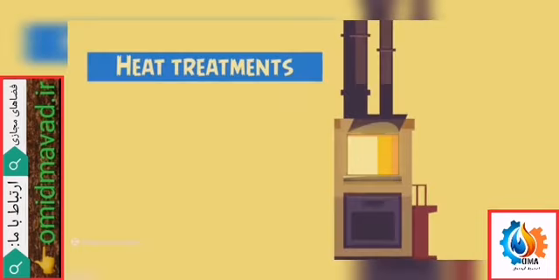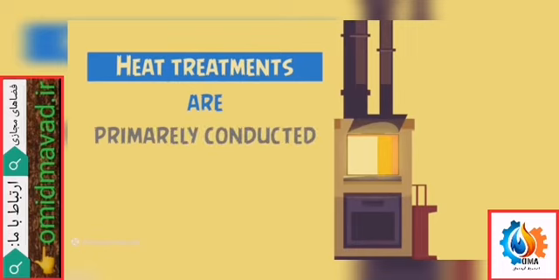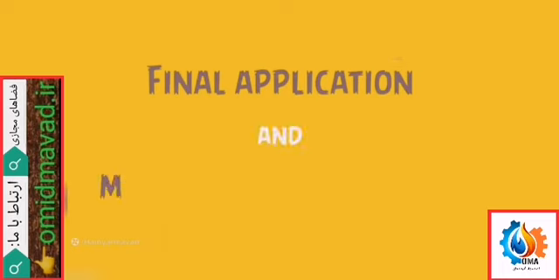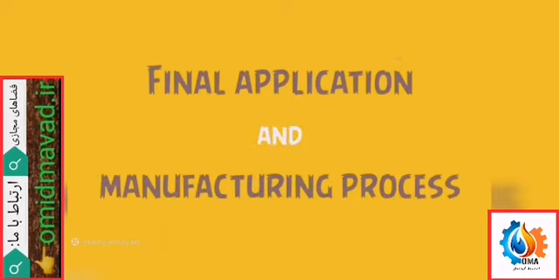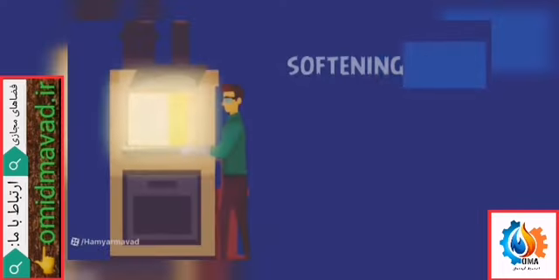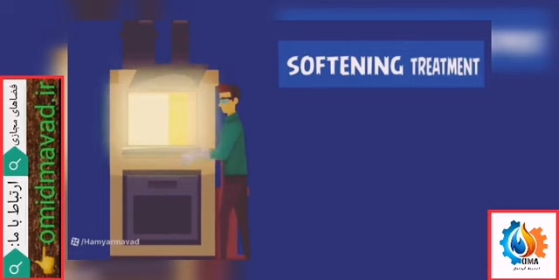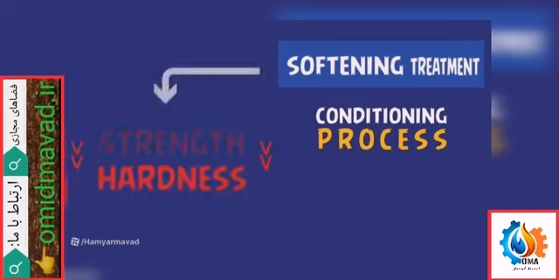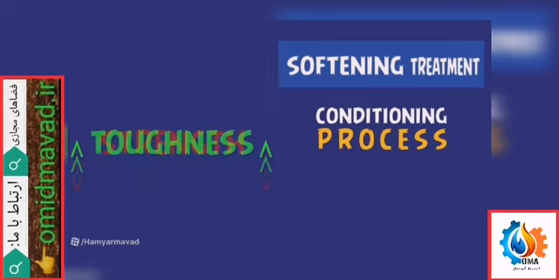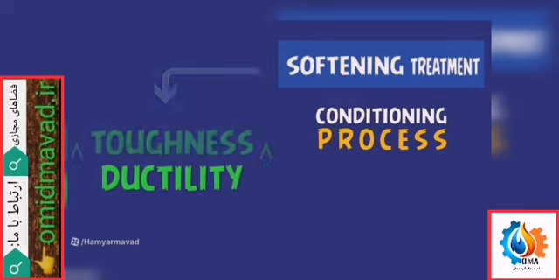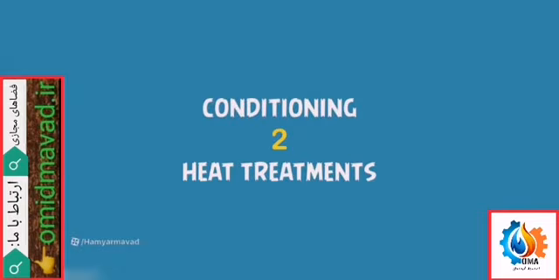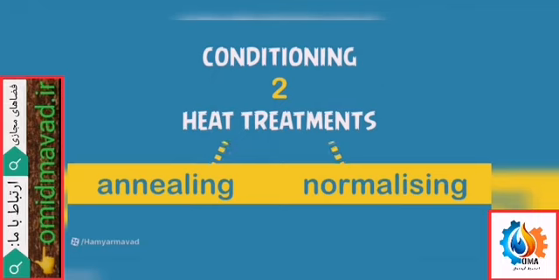Heat treatments are primarily conducted to either soften or harden the steel, depending on its final application and manufacturing process. This softening treatment is often referred to as a conditioning process and will lower strength and hardness while increasing toughness and ductility. Conditioning includes two heat treatments called annealing and normalizing.